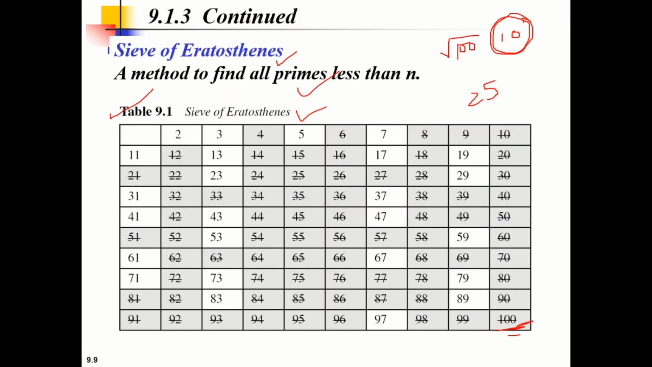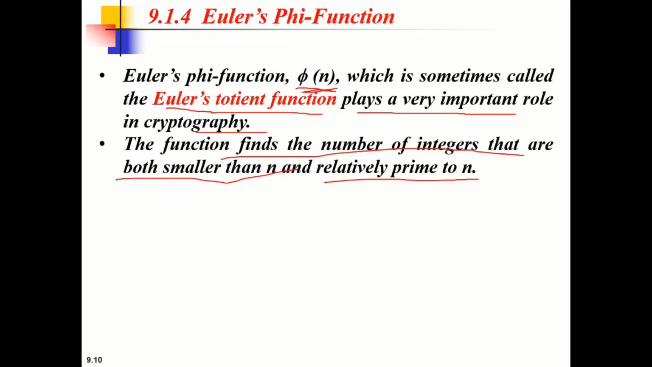In this method also, we were finding all the primes which were less than n, but the method was very time consuming. So here as well, we are finding all the integers that are smaller than the given number and relatively prime to n. Both things are being done in this. But how do we use it? How do we calculate the value of this phi function?